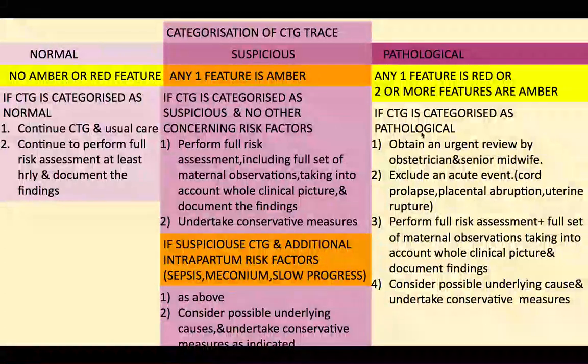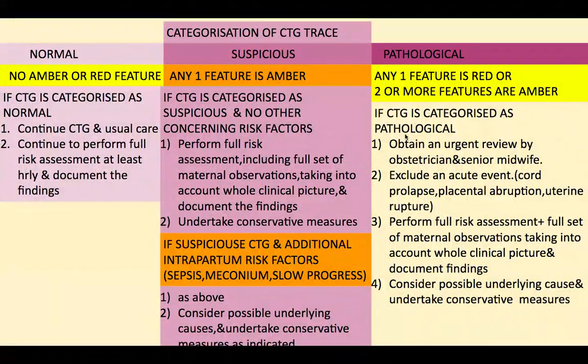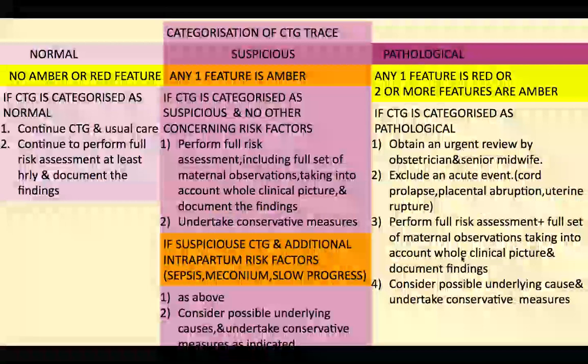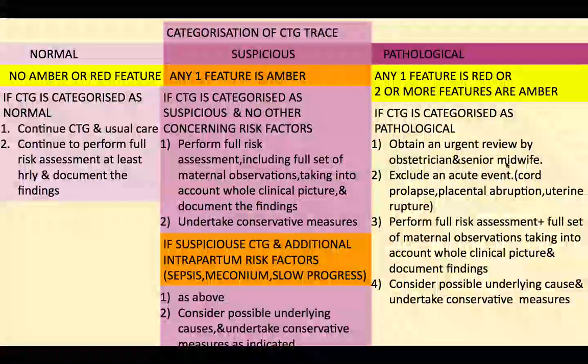Only this can you choose after the pathological CTG, not directly cesarean section, not directly expediting the birth, not directly taking any decision. If this option is given, first of all, you have to come to this step. Usually all these steps are done simultaneously, but if any of this has already been done, then you can come to the next step. Otherwise, you can come to the next third step. Obtain an urgent review by the obstetrician and the senior midwife. Exclude an acute event like cord prolapse, placental abruption, uterine rupture. You have to exclude this.